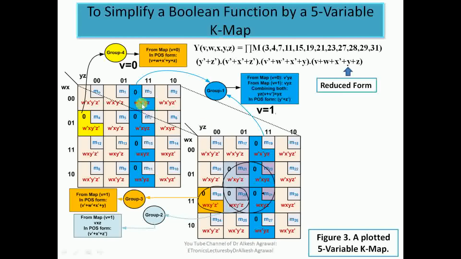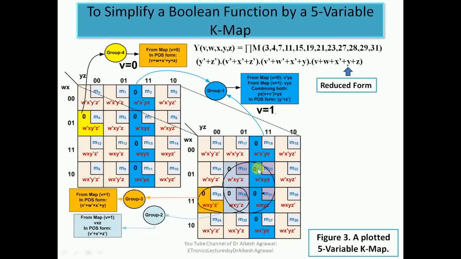Now again, first we focus on a group which will be common in both the maps. So here you can easily identify this column where all the zeros are plotted, and the coinciding column here is this column, because here also yz is 1 1 and yz is 1 1. And here also all the max terms are plotted. So now we have a group 1 which is common to both the maps. So this is group 1.